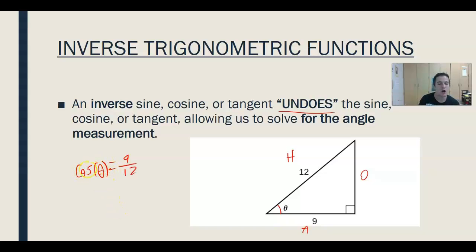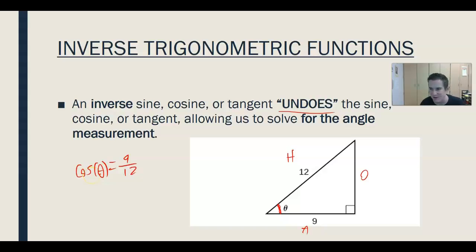So I know that the cosine of this angle is going to be 9 divided by 12 because it's the adjacent divided by the hypotenuse. So our inverse, we can undo cosine and solve for this angle using the inverse cosine function. And that's in your calculator.